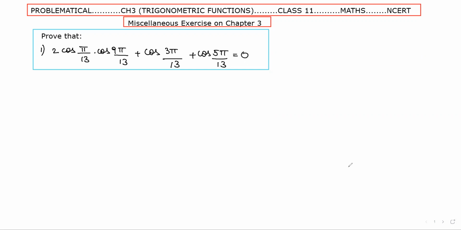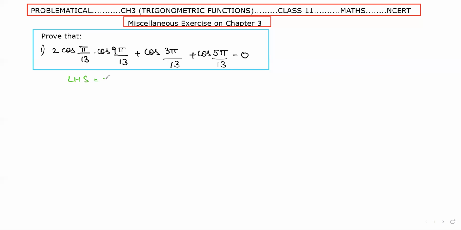Today we'll discuss the miscellaneous exercise from chapter 3 Trigonometric Functions, class 11th Maths NCERT. So first thing is you have to prove: LHS is given to you and RHS is 0. We have something like cos A into cos B plus cos C plus cos D. So it is a multiplication of two cos values, and there are three terms.